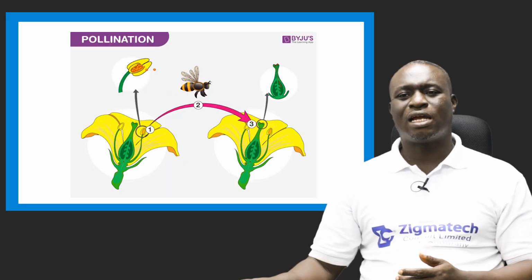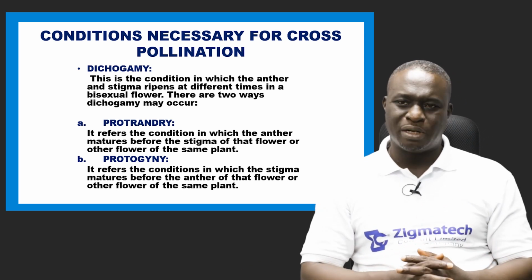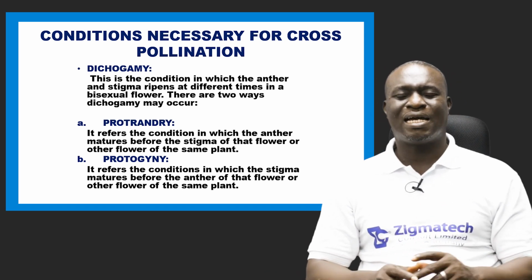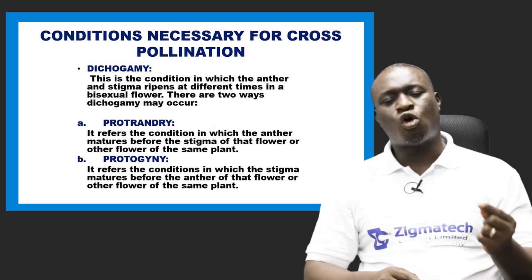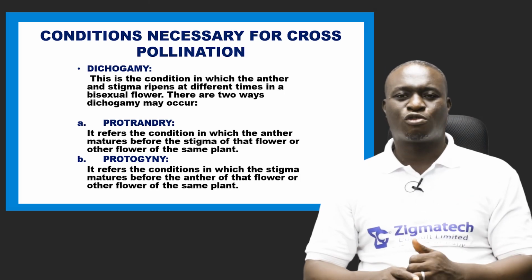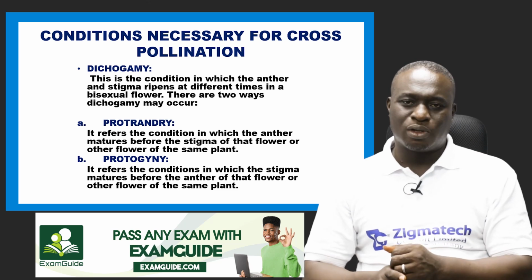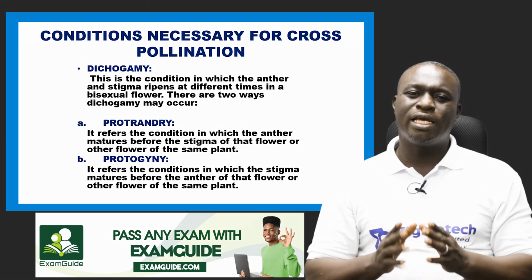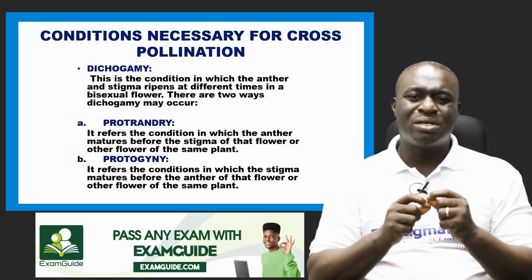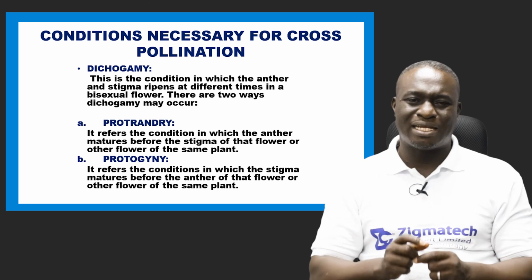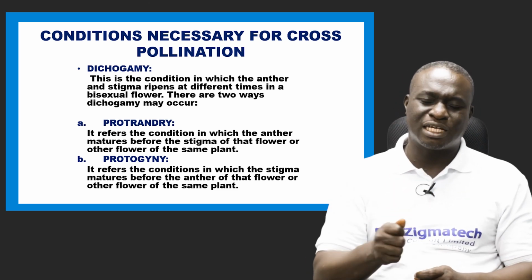Now, what are some of the conditions necessary for cross-pollination to take place? Number one is that there must be dichogamy. Remember, in self-pollination, we called it homogamy, but in cross-pollination, it is called dichogamy. Dichogamy is a condition in which the anther and the stigma ripen at different times in a bisexual flower.